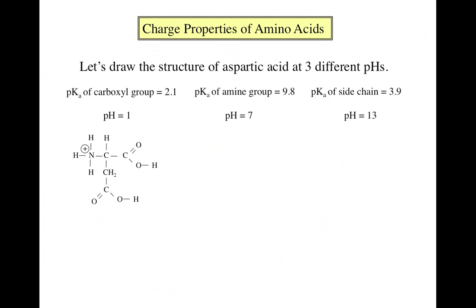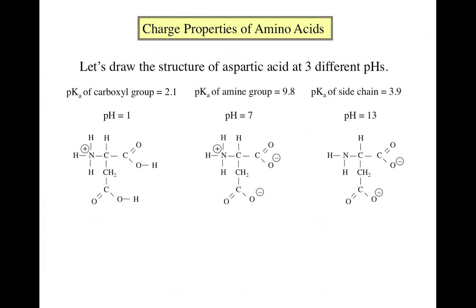At a pH of 1, the carboxyl, amine, and R groups would all be protonated because the pH is lower than the pKs of any of those groups. At a pH of 7, the carboxyl and R groups would be deprotonated because the pH is higher than the pKs of those groups, but the amine group would be protonated as the pH is lower than the pK of that group. At a pH of 13, the carboxyl, amine, and R groups would all be deprotonated because the pH is higher than the pKs of any of those groups.